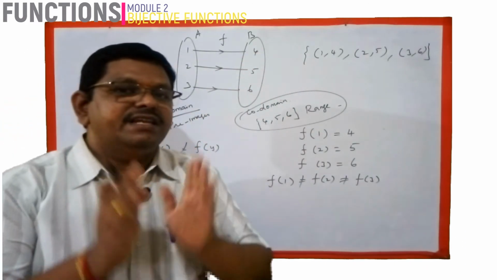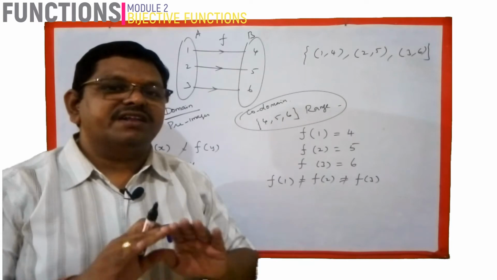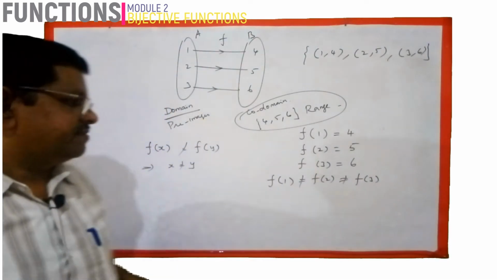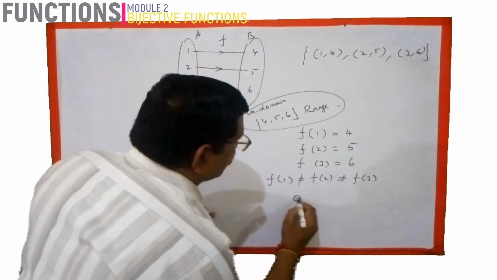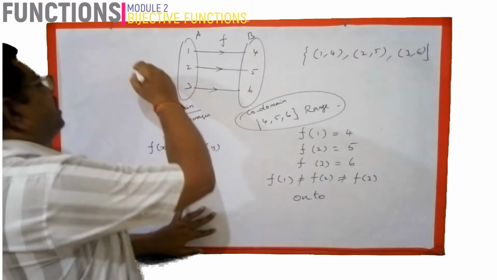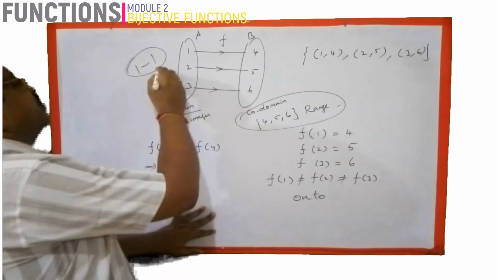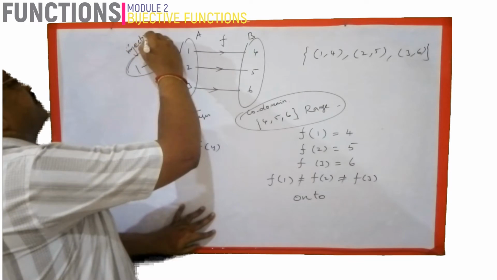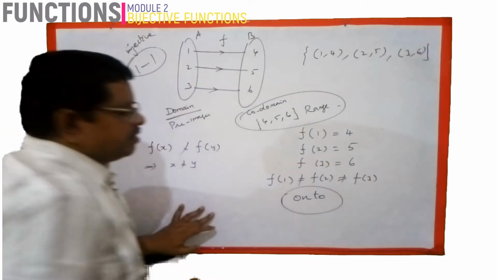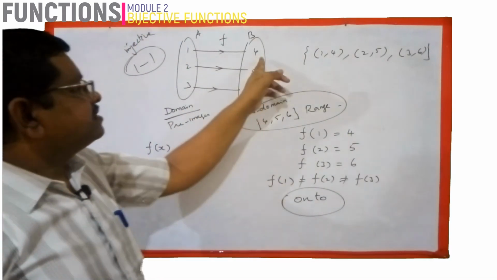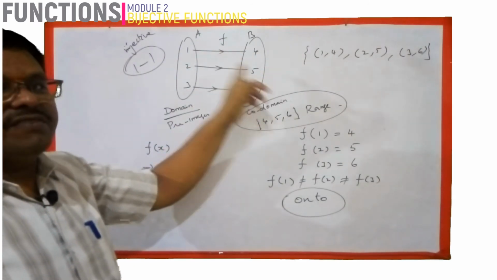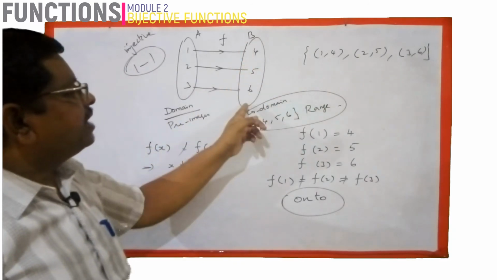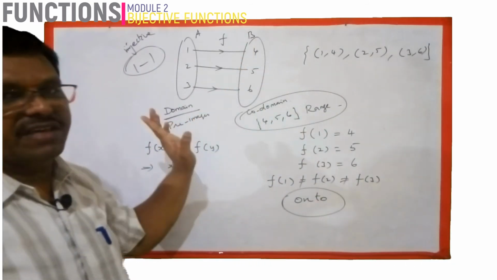So when in a function the codomain and range are equal, then we can call the relation by the name onto function. So here this is onto also. Already it is a 1-1 function, 1-1 function's another name is injective, and it is onto. It is onto because each element of B is having a pre-image, and moreover the codomain and range are equal in this case.